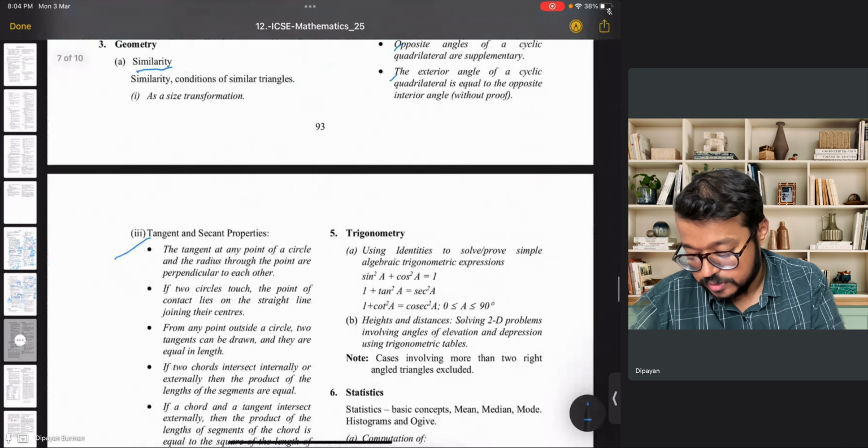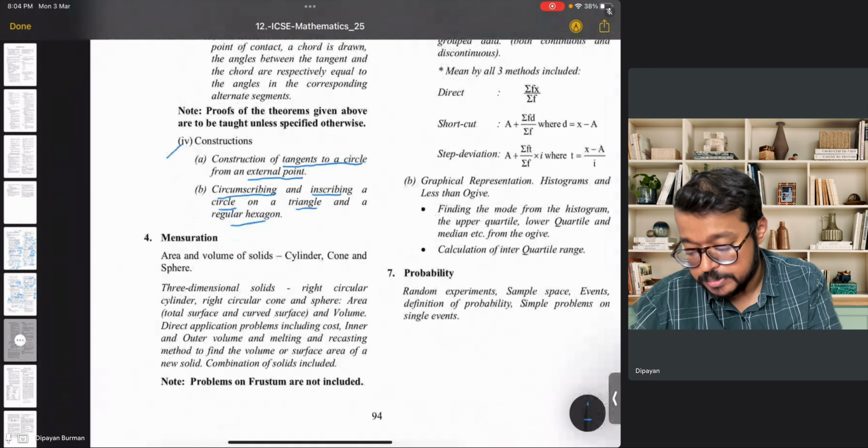So this is all for geometry. Then comes mensuration.